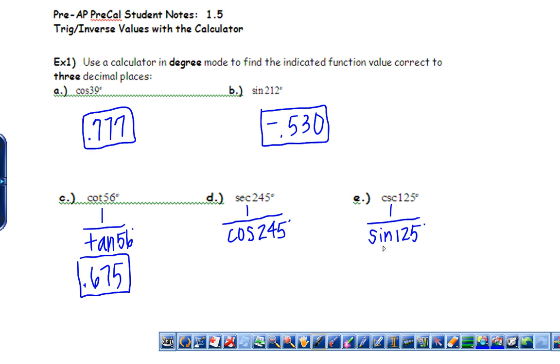And you can plug in these others as well, and you should get negative 0.2366. Finding the reciprocal of cosecant should be 1.21.